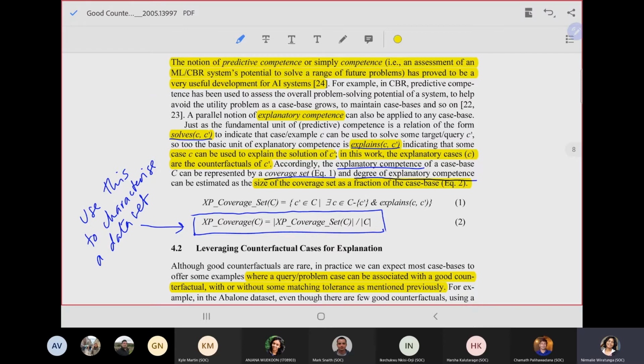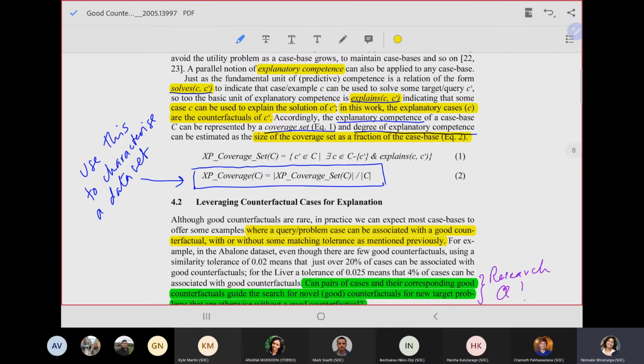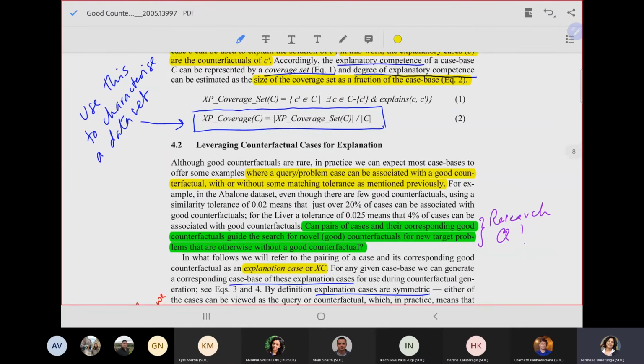Okay, so essentially this XP coverage set consists of all the cases that can be explained using counterfactuals, right? Then we go to what is the XP coverage of the case base. So basically that is the set of cases that can be explained divided by the size of the case base. So this gives you the explanatory capability or the competence of the case base. So that equation 2 is probably the most important one here.